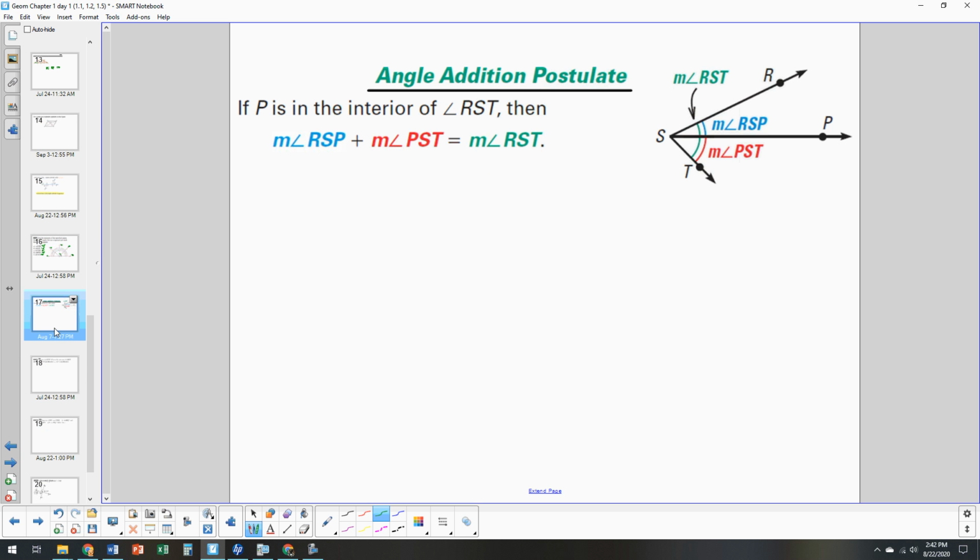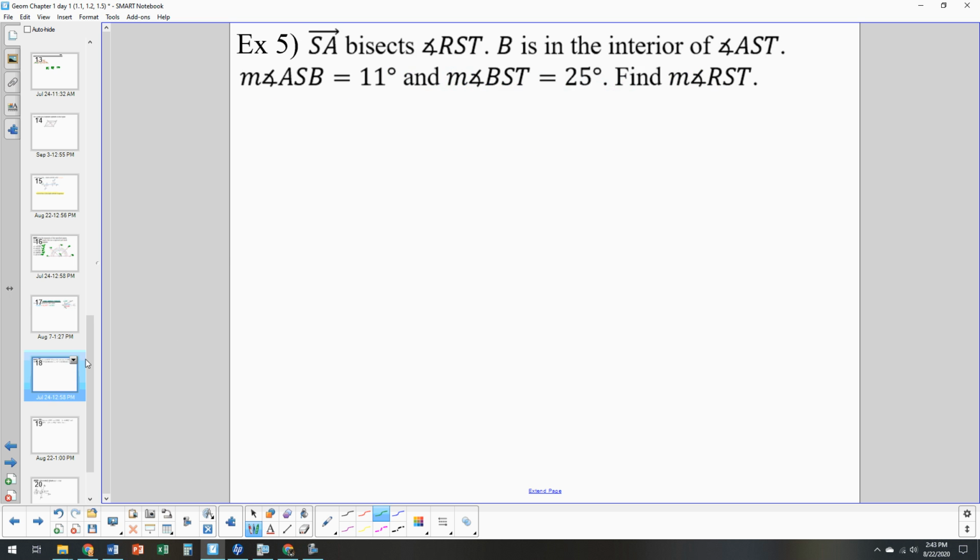So the next thing is called the Angle Addition Postulate, and it's really important to know this because we're going to use it a lot in Chapter 2 and onward. The Angle Addition Postulate says that if point P is inside or in the interior of angle RST, then the measures of the 2 different angles it forms add to the total angle. So the measure of angle RSP plus the measure of angle PST add up to the entire measure of angle RST. So it's sort of common sense, right? It makes sense that this one plus this one is going to equal this one, but now we have a name for creating this equation. It's the Angle Addition Postulate.